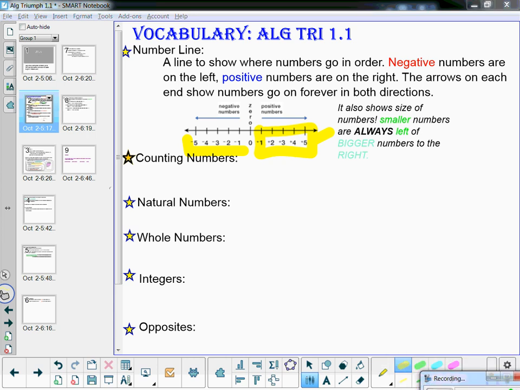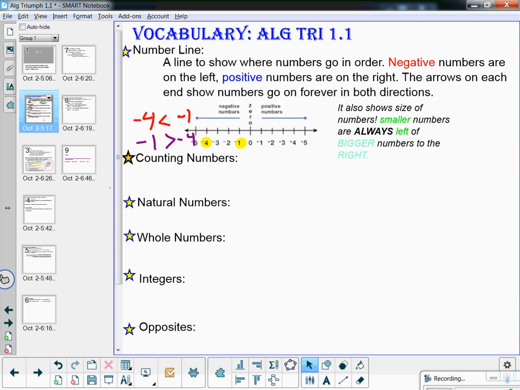Here's something interesting though. 0 is to the right of all negative numbers, and 0 is bigger than all negative numbers. We can also compare two numbers, -4 and -1. The smaller number is -4. It is on the left. We can write this by saying -4 is less than -1. Or, since -1 is on the right, it's bigger. We can say -1 is greater than -4.